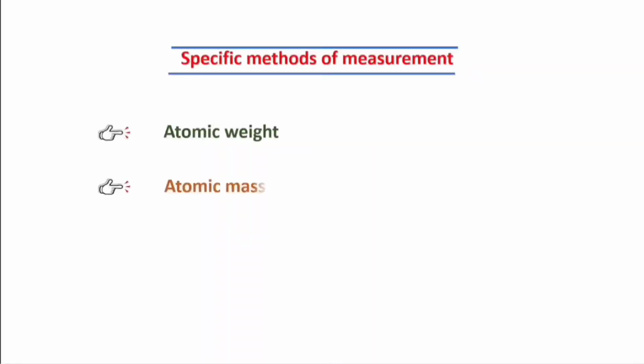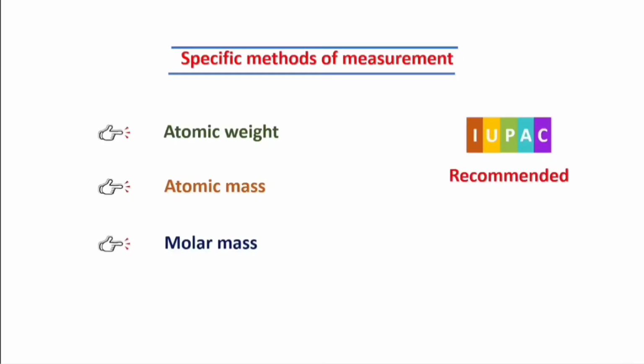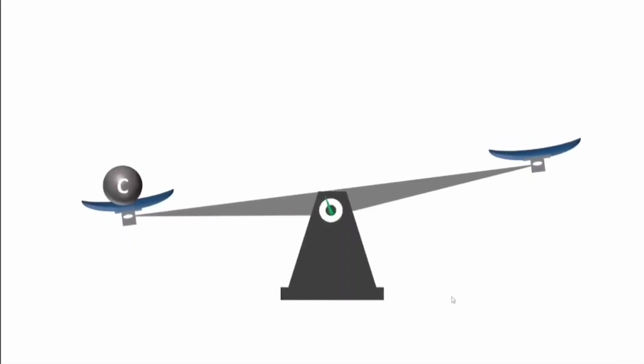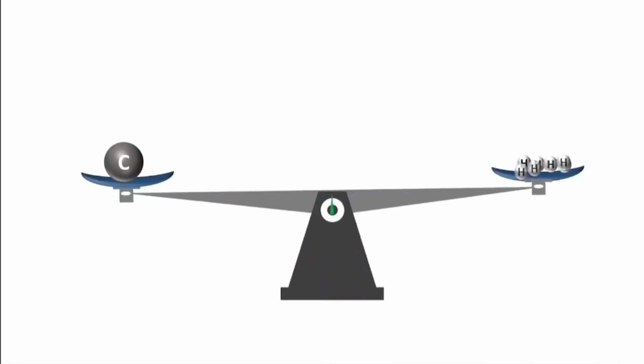There are some specific methods of measurement of the atomic weight, atomic mass, and molar mass. IUPAC recommended the carbon-12 scale for measuring all these quantities of an atom. A carbon atom is 12 times heavier than the lightest hydrogen atom. So the relative weight of a carbon atom with respect to the lightest hydrogen atom is 12.